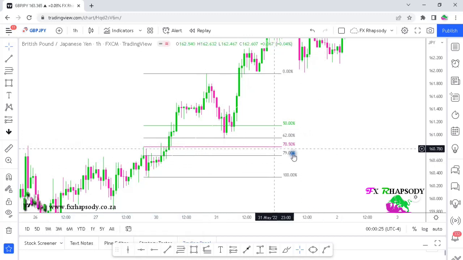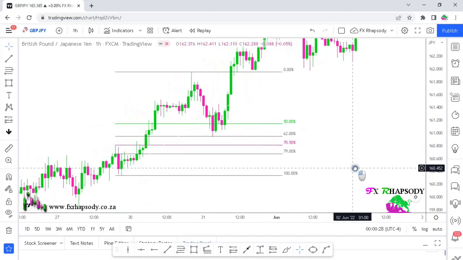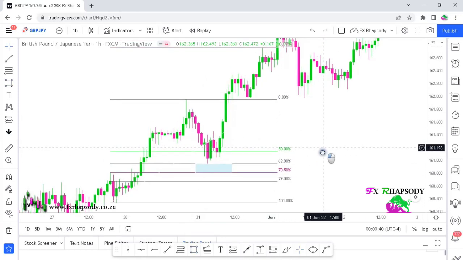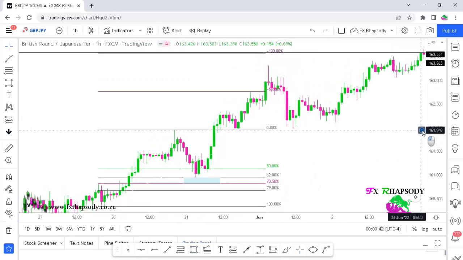entry. And guys, I'm not making this up. Look at that, price touching that 62%, and that's an entry without any drawdown. It's just remarkable how things work out.